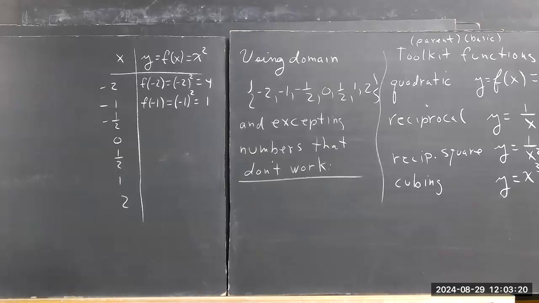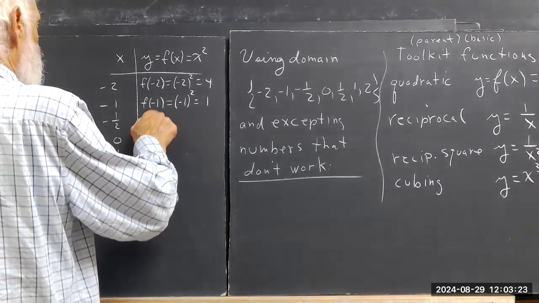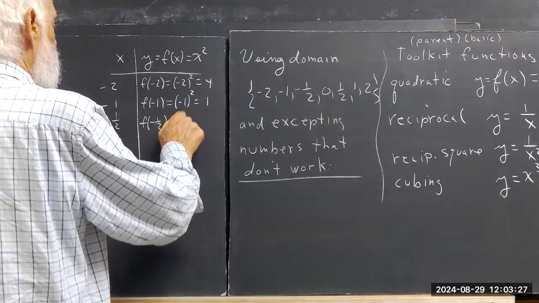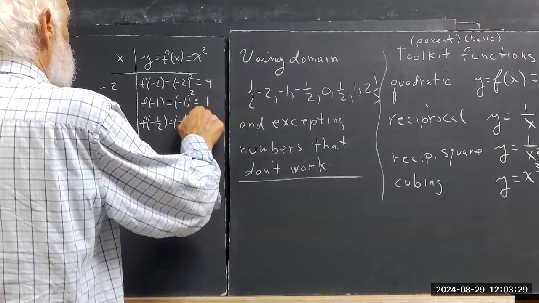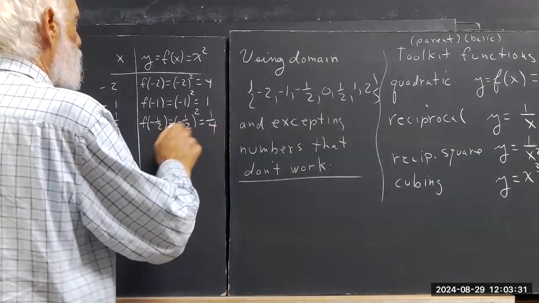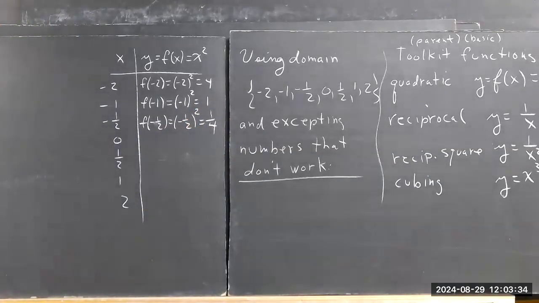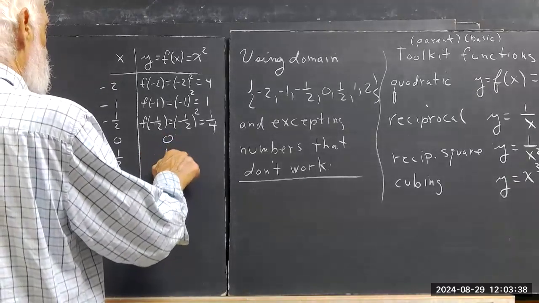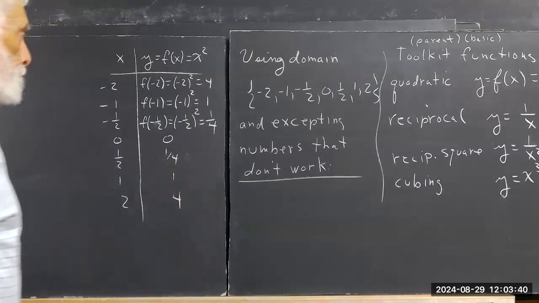Okay. So you write it out. And you write out f of -1/2 equals (-1/2) squared equals 1/4. And you write out the intermediate steps so you know what the rules are. Now the rest of them, we got 0, 1/4, 1. Okay.